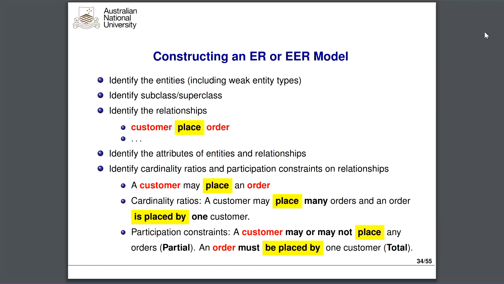And then once you have the relationships, the constraints are about participation constraints. For example, whether it's total or partial, ask these questions. Whether it's one to many, or many to one, or many to many, this kind of constraint.